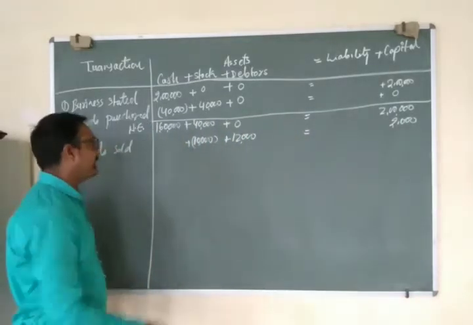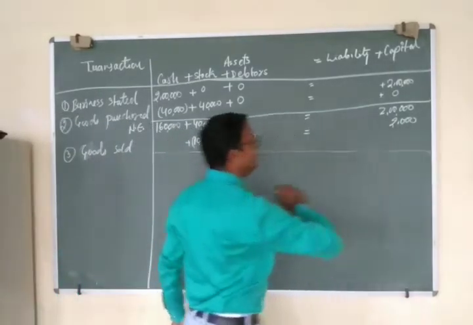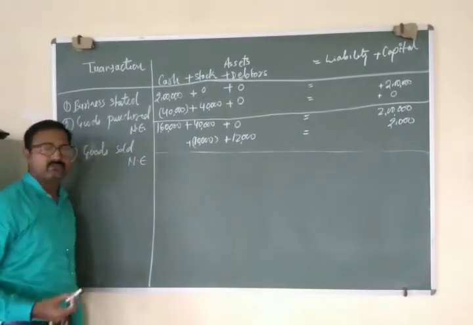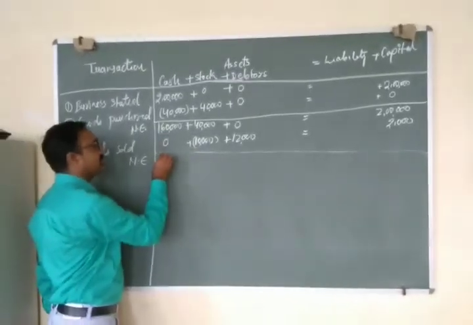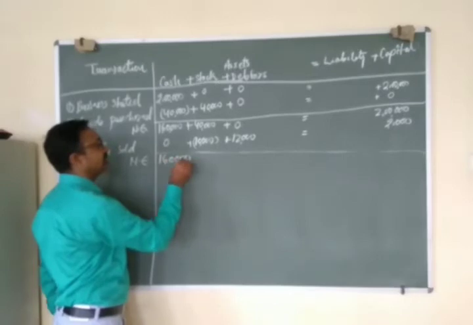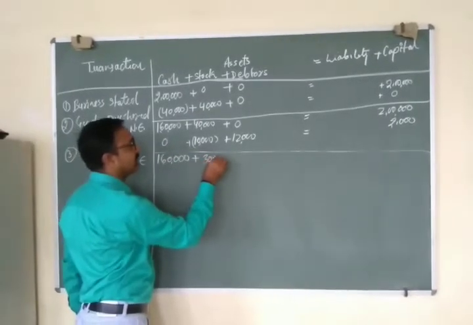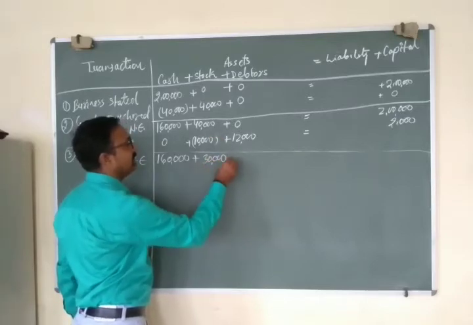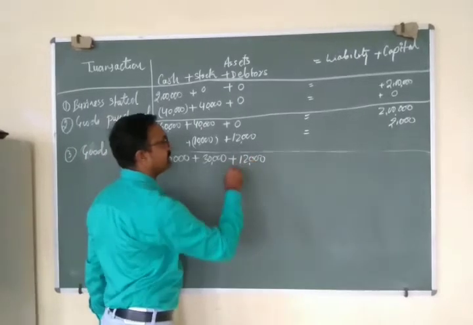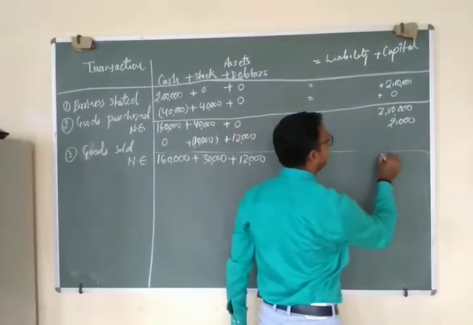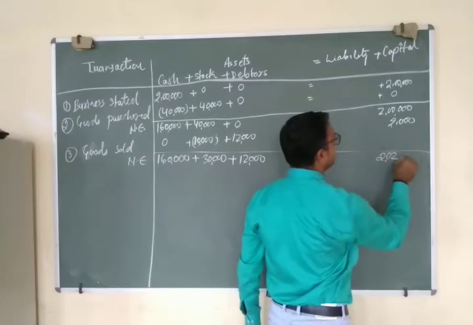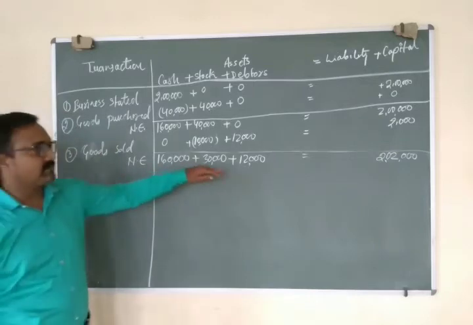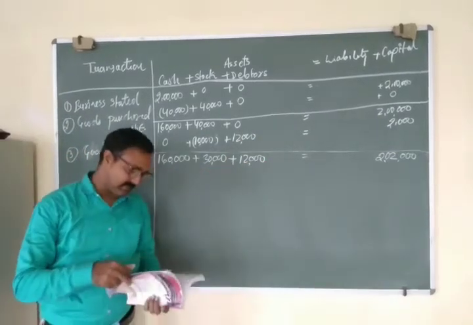After this transaction, again we have to verify whether the transactions we have done are correct or not. So again we have to check with the help of the new equation. There was no effect in the cash, so it will be the same 1,60,000, and your stock will be 30,000, and debtors will increase by 12,000. There is capital, which will be 2,02,000. So we have to cross check again. The sum of this side, that is 2,02,000, is equal to the total of liabilities plus capital.